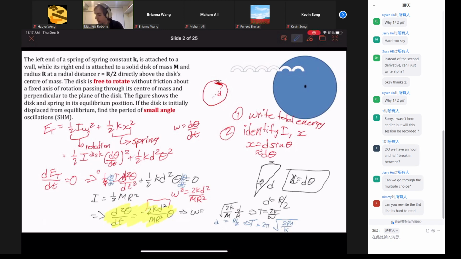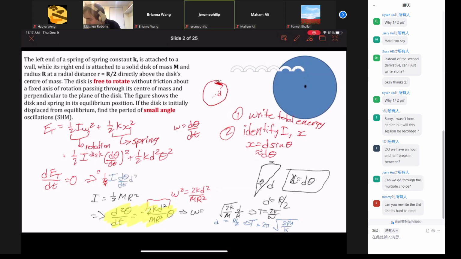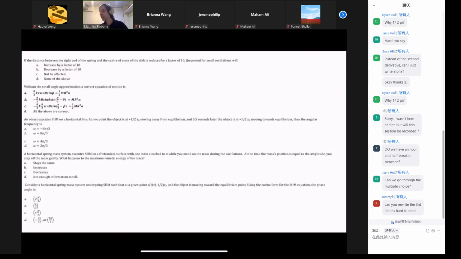Can I rewrite the third line? It's a little hard to read. Yes, I can. I d theta dt, d2 theta dt2 plus half k d squared theta d theta dt equals 0. There we go. So then what I want to do now is to focus on the multiple choice questions. I apologize for the small typing. I wanted to put everything on a single slide.